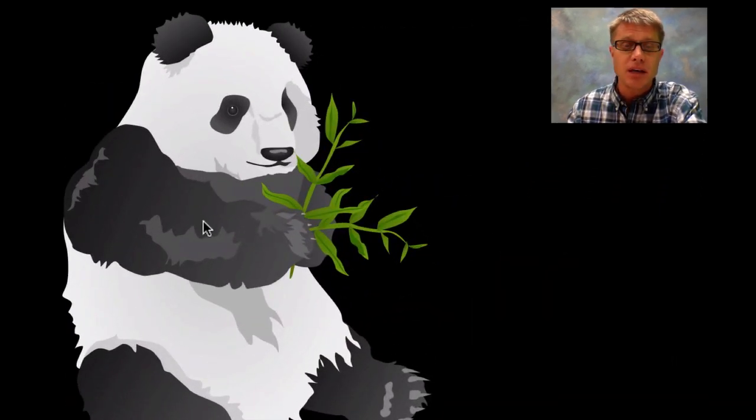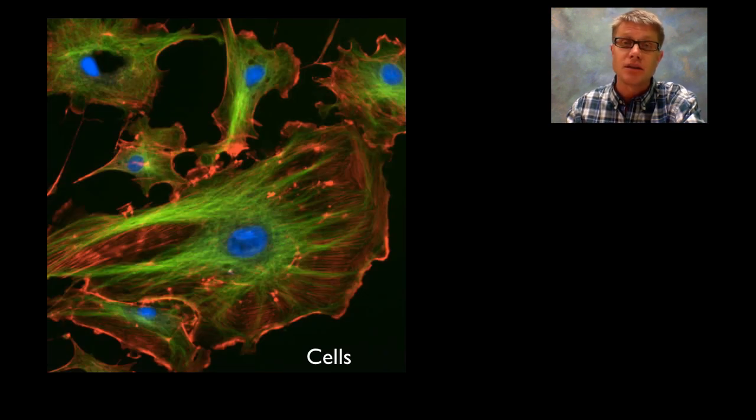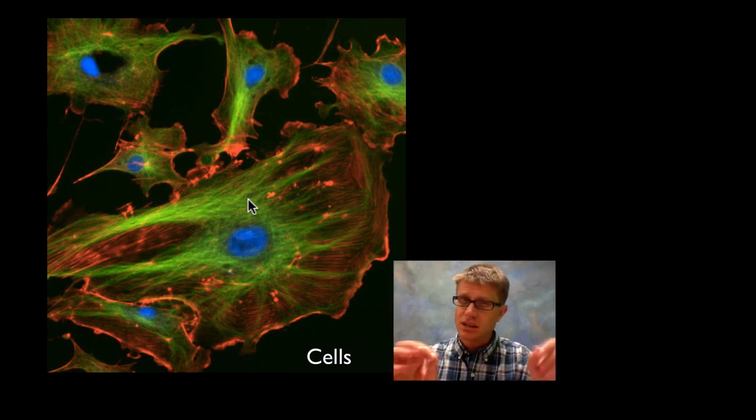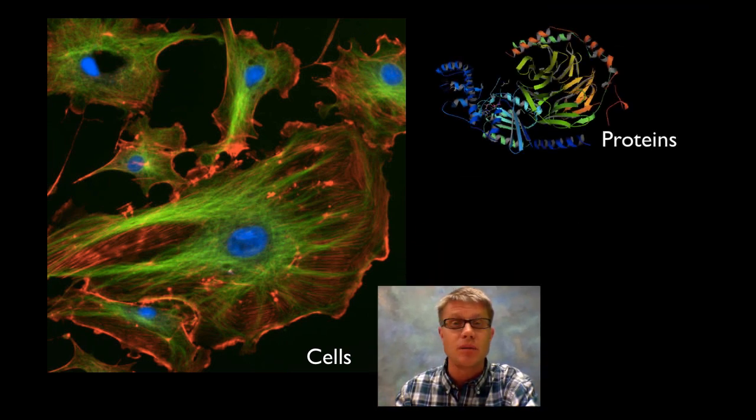So if we were to take a panda bear and pull a chunk off of that panda bear and slice it thin, look at it under a microscope, what we would find is that it's made up of cells. And it's got a nucleus in the middle. It's got mitochondria. But if we were to tease apart those cells, what we would find is that most of the cell is actually made up of proteins. And so when you look at me, what you're really looking at is proteins.